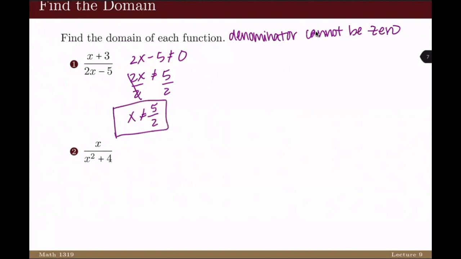We can write this in set builder notation, where we'll have x such that x is a real number, but cannot equal 5 halves.